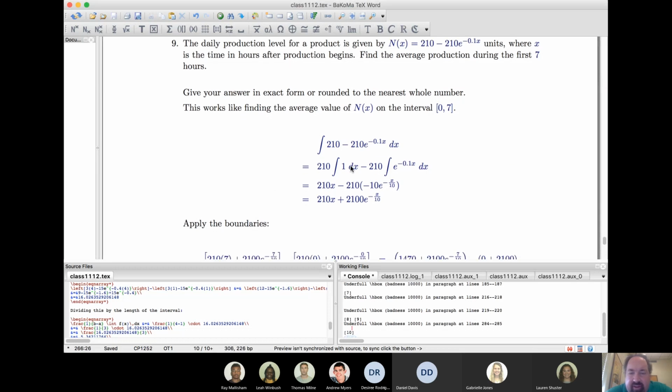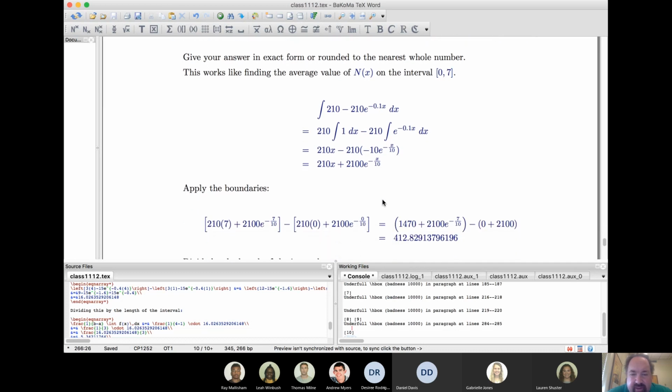All right, so breaking this up into two integrals, I have 210 times the integral of 1 minus 210 times the integral of this exponential. When that's worked out, remember you divide by the coefficient of x. So we're dividing by minus 0.1, but that's the same as multiplying by minus 10. So when all the constants are worked out, this is what we have.